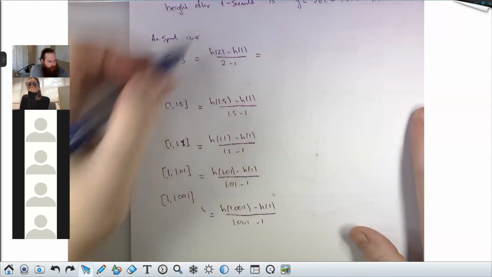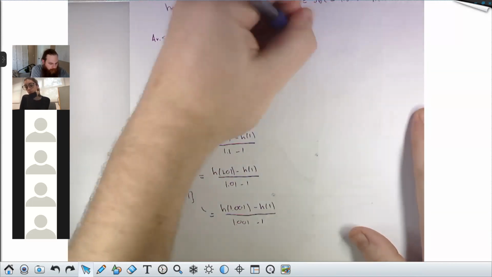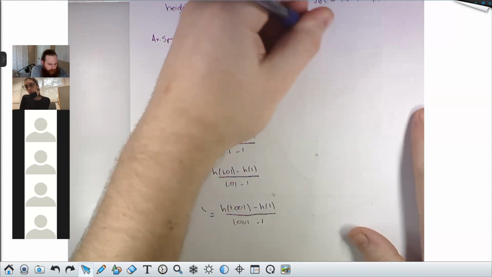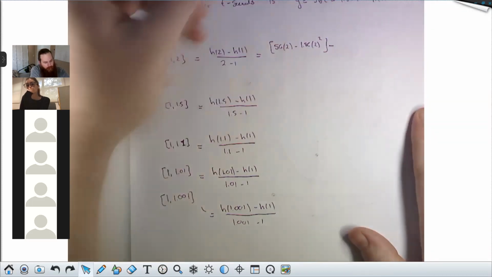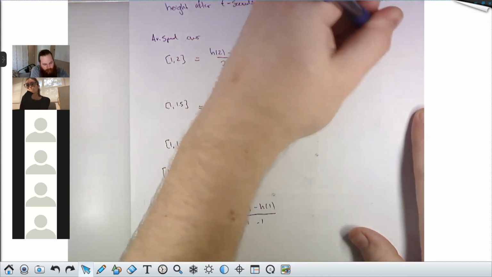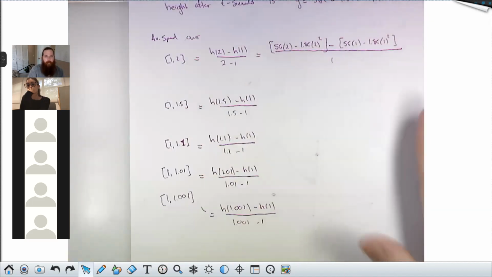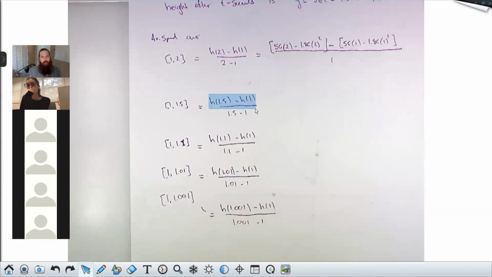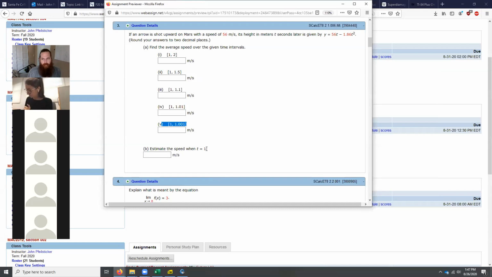So here, if I wanted to figure out this first guy, h of 2, well, that's 56 times 2 minus 1.86 times 2 squared. And then from that, you would subtract 56 times 1 minus 1.86 times 1 squared, and divide all of that by 2 minus 1, which is 1. You would do the same thing for each of these. And then hopefully you'll notice a pattern in these outputs. They'll be getting closer and closer to some particular number. Part B, they want you to just guess at what that number is.